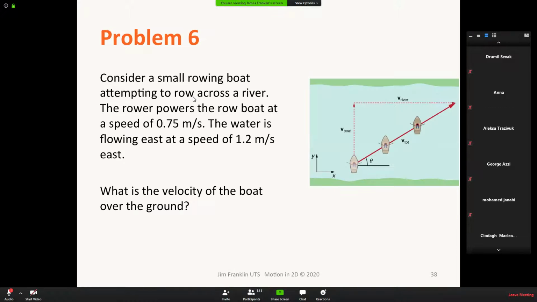Let's have a look at an example. So let's consider a small rowing boat attempting to row across a river. The rower powers the rowboat at a speed of 0.75 meters per second through the water, and the water is not stationary. It's flowing east at a speed of 1.2 meters per second. So we can ask, what is the velocity of the boat over the ground?